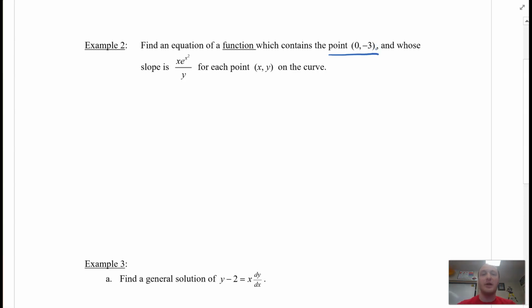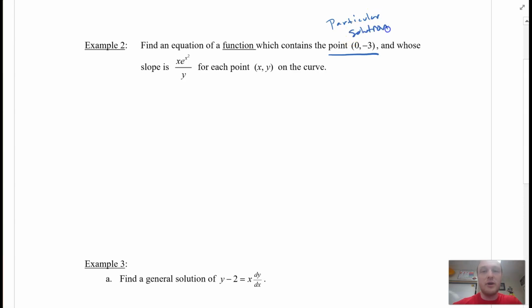0, negative 3, whose slope is x times e to the power of x squared divided by y for each point x comma y on the curve. Okay, so what they give us is a slope and a point, and they want the particular solution, right? So anytime you see point here, this is where they want a particular solution.